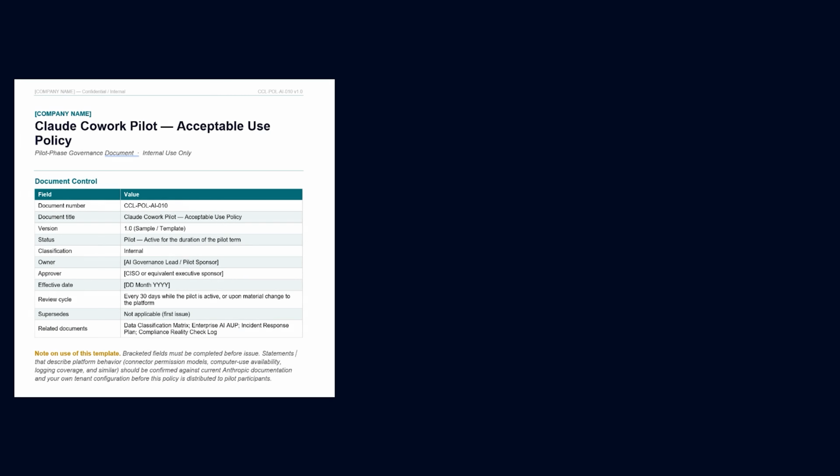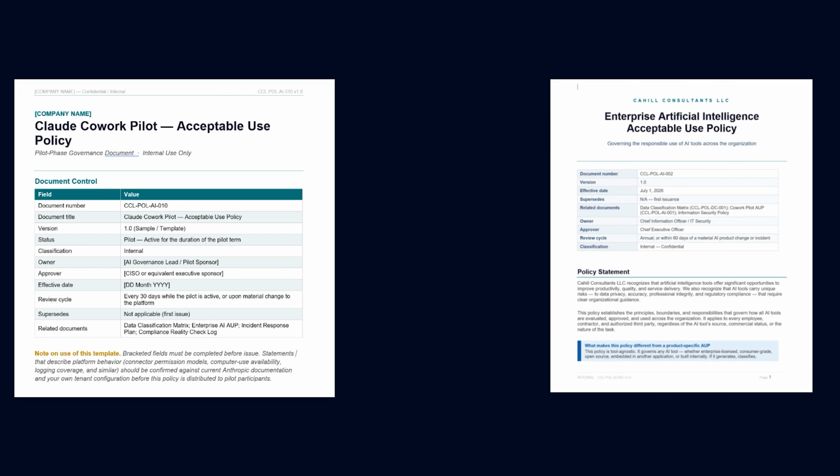The acceptable use policy for the Cowork pilot is the document every participant signs before access is provisioned. It translates the charter's exclusions into specific operational guidance and establishes the conditions under which a participant's access can be revoked. A pilot phase AUP is different from a general organizational AI acceptable use policy. The difference matters because each document is doing different work.